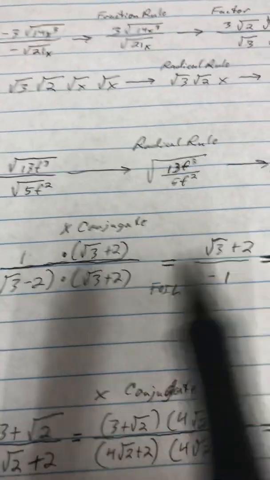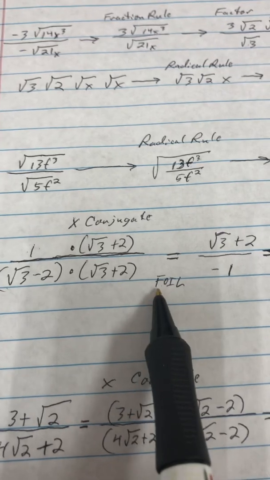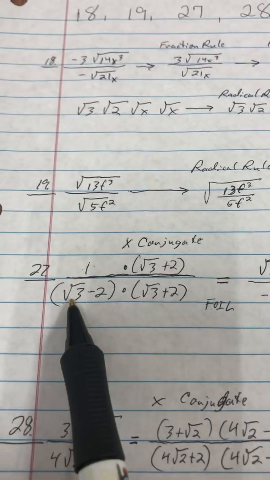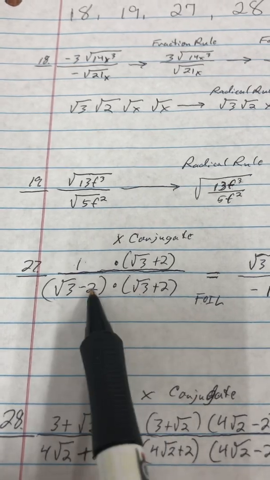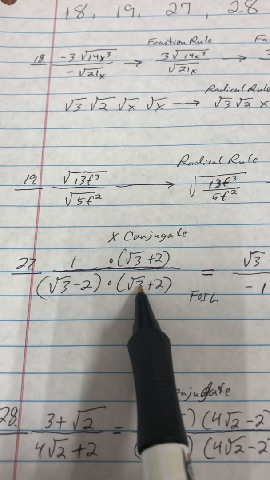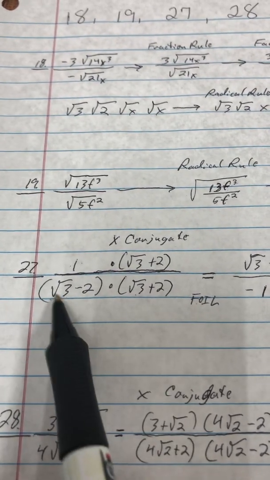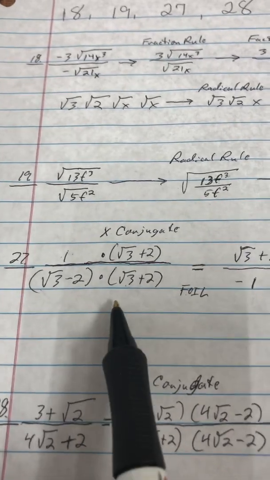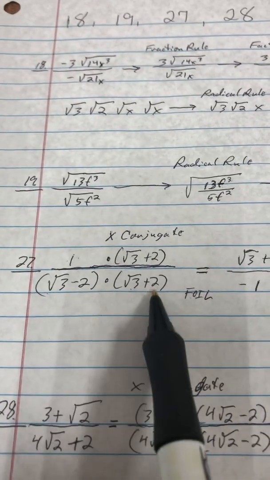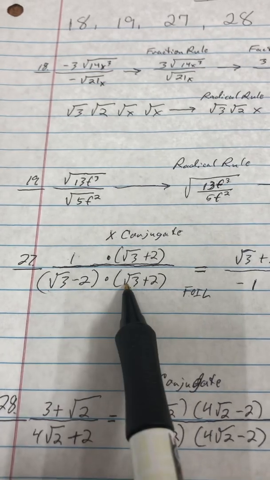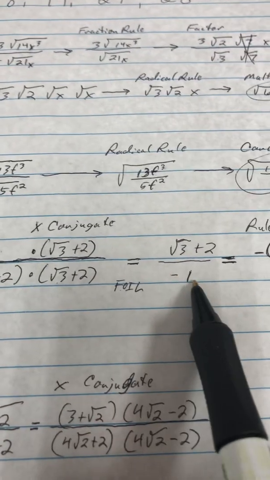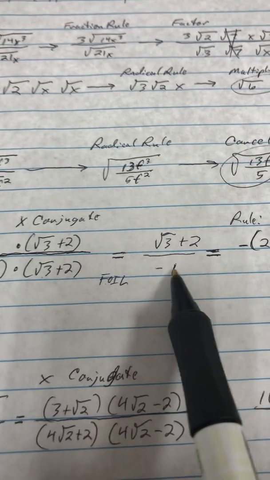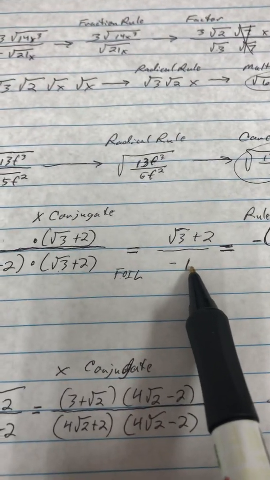Okay. You do the FOIL method. I don't know how much you've worked with the FOIL method, but first times first, the outside times the inside. Notice this would be negative 2 square root of 3 the inside, and this would be positive 2 square root of 3. That would cancel each other out. And then the last times the last would be negative 4. So this would actually be 3 minus 4, which is negative 1. So that's why my new denominator is negative 1.